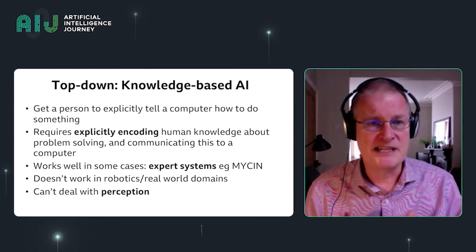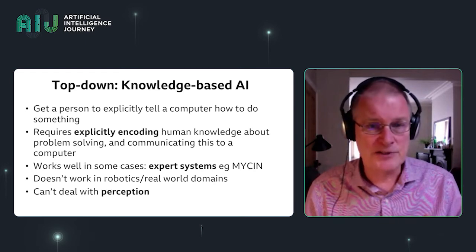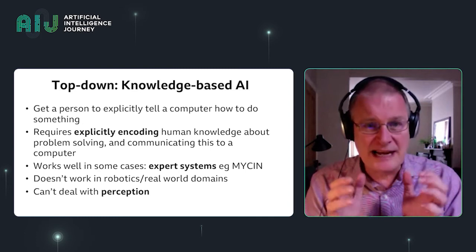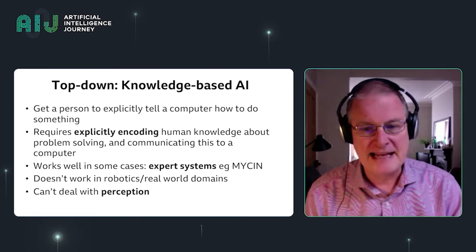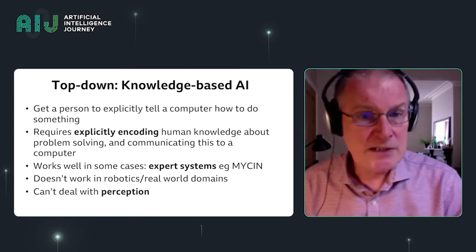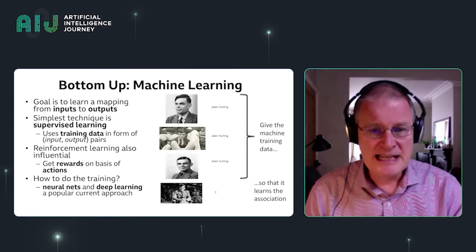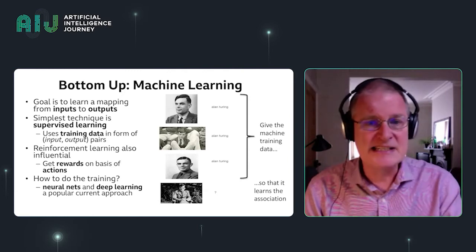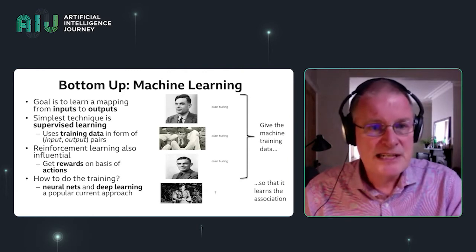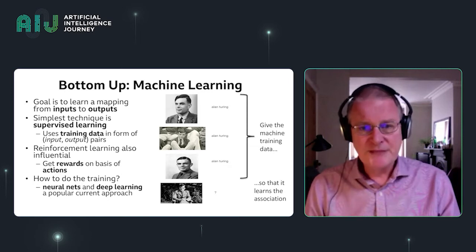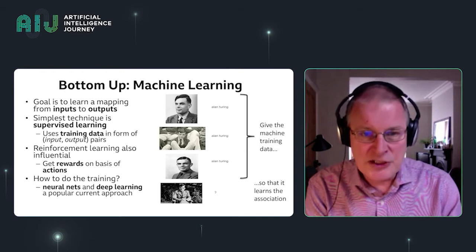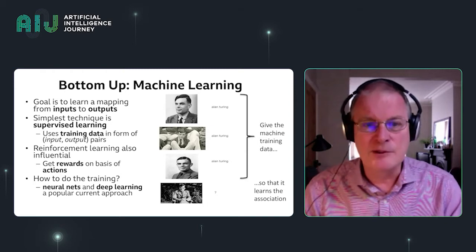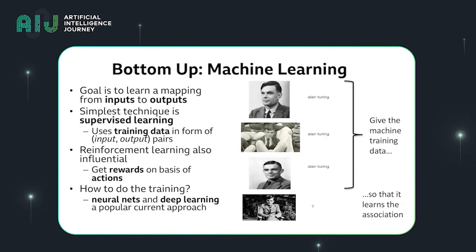The problem of perception. And the top-down approach in artificial intelligence, trying to extract human knowledge and giving it to a machine, proved very, very bad at those problems. So the alternative to top-down is what I've called bottom-up, and this is machine learning. So in machine learning, what we do is we are completely concerned with learning an association, a mapping from some inputs to some outputs. So here is a classic example on the right-hand side of the slide.